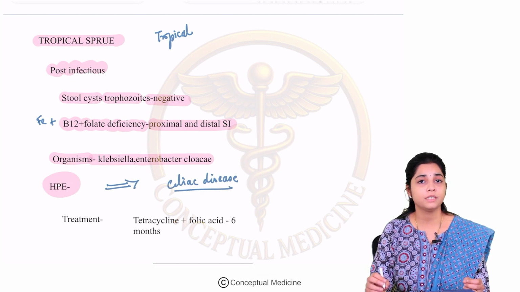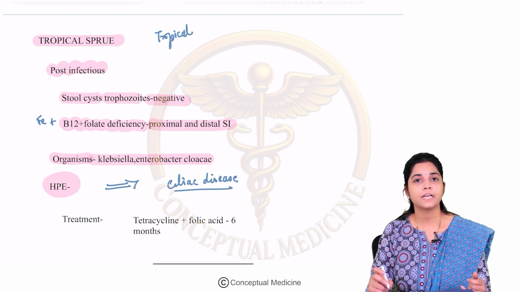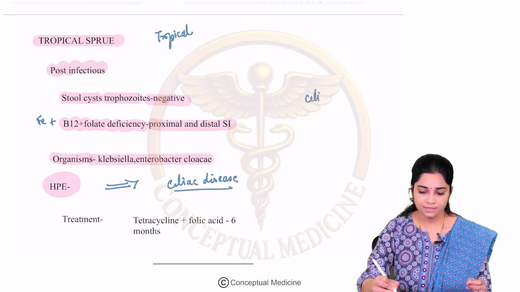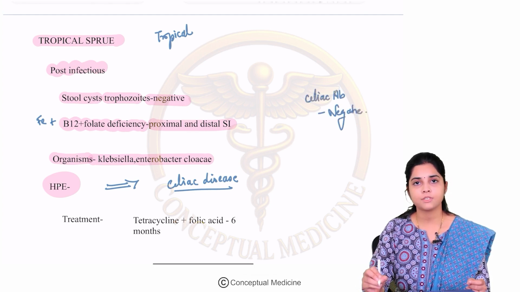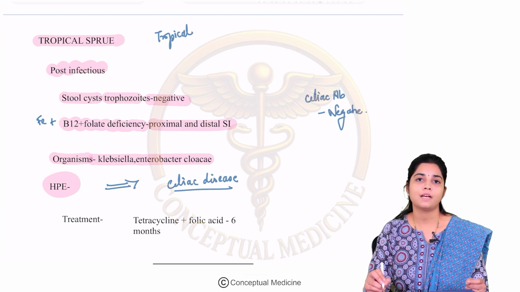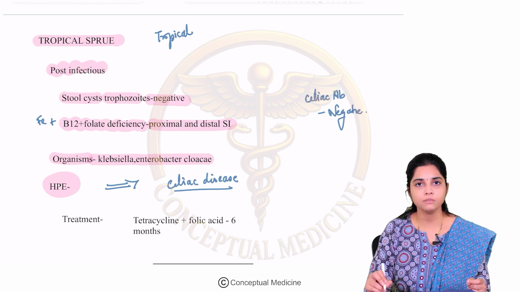So histopathologically, you cannot differentiate between celiac sprue and tropical sprue. So in tropical sprue, the celiac disease antibodies are usually negative. So any disease which presents similar to celiac disease, having a histopathology similar to celiac disease, always have a high suspicion in the tropical areas for tropical sprue.